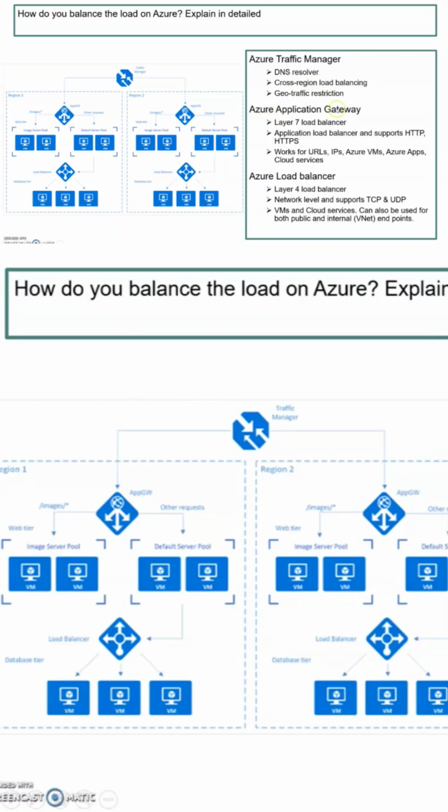Coming to the Azure Application Gateway, it works on layer 7, and it supports HTTP and HTTPS. That means it can support your URLs, IPs, Azure VMs, and Azure apps, as long as you have configured them on HTTP. The next one is, you can check that here, Application Gateway.